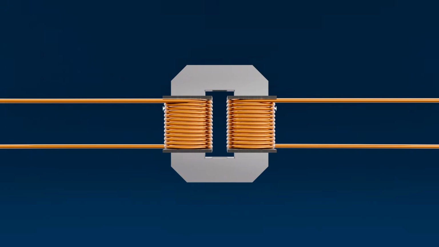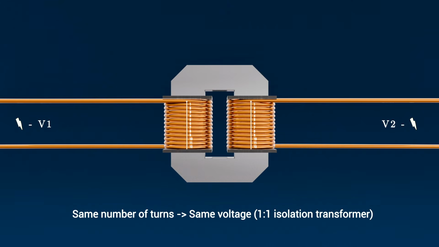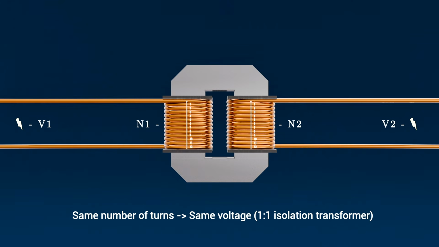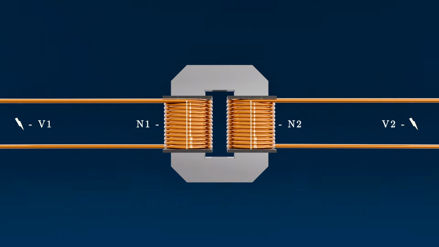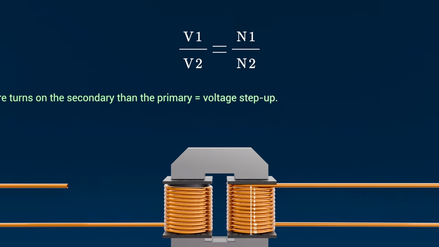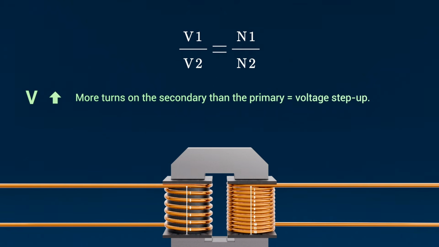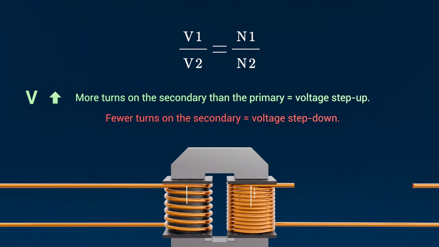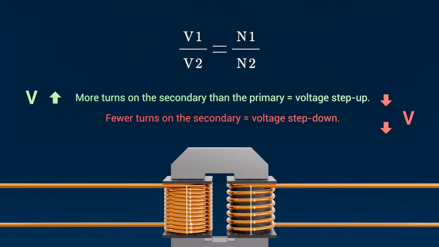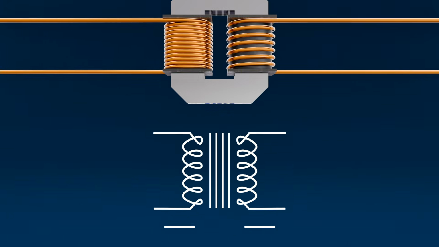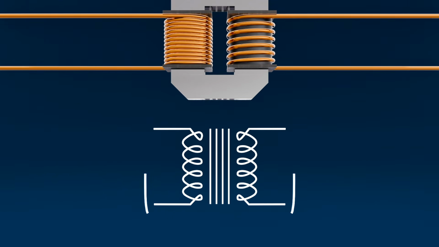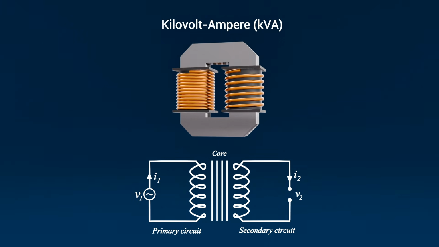The magic lies in the turns ratio. The relationship between the voltage in the primary, V1, and the secondary, V2, depends on the number of turns in each coil, N1 and N2, and it can be calculated from the following equation. More turns on the secondary than the primary equals voltage step up. Fewer turns on the secondary equals voltage step down. Most transformers are denoted by the following symbol in electrical diagrams and are usually rated in kilovolt ampere, denoted by kVA.